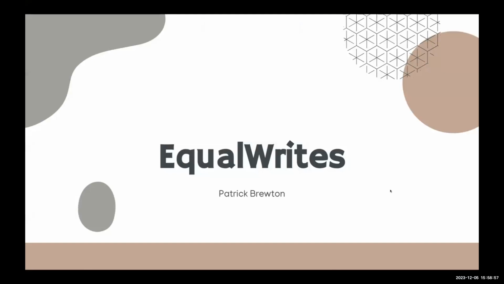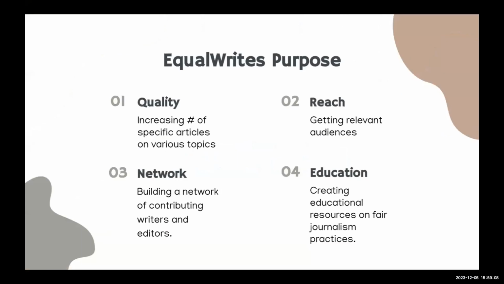So my open source project was going to be on an idea I had with a couple friends called Equal Rights. Starting off with Equal Rights, it has four main purposes. Quality, so increasing the number of quality articles on various topics around the world. A lot of these topics are very politically heavy or social justice heavy. And when it comes to the articles we see on a day-to-day basis, you notice it's a lot opinion heavy and not what is actually happening.